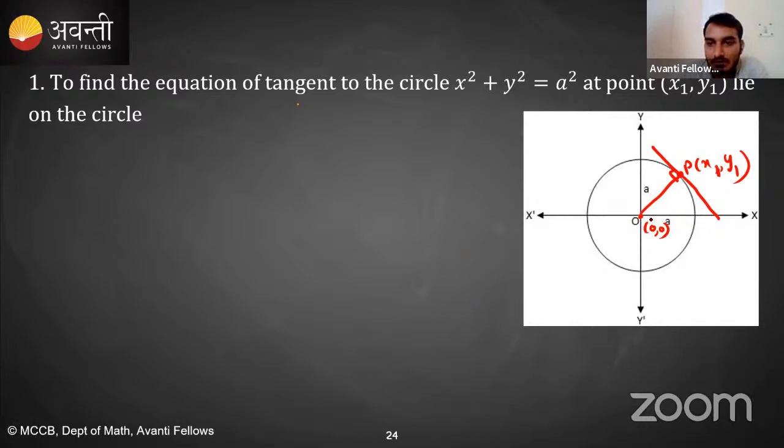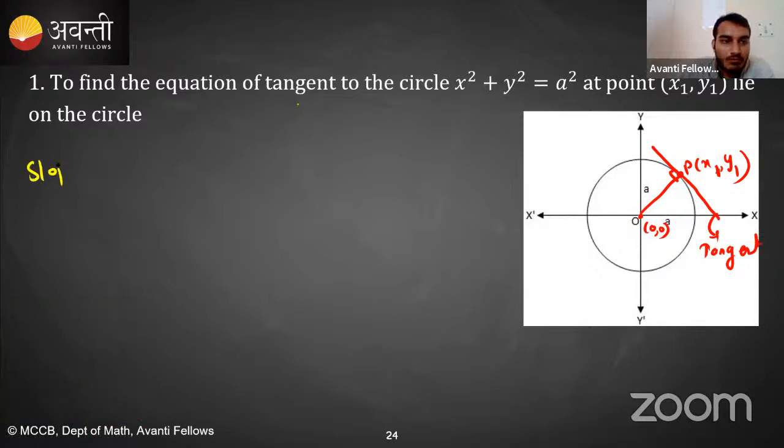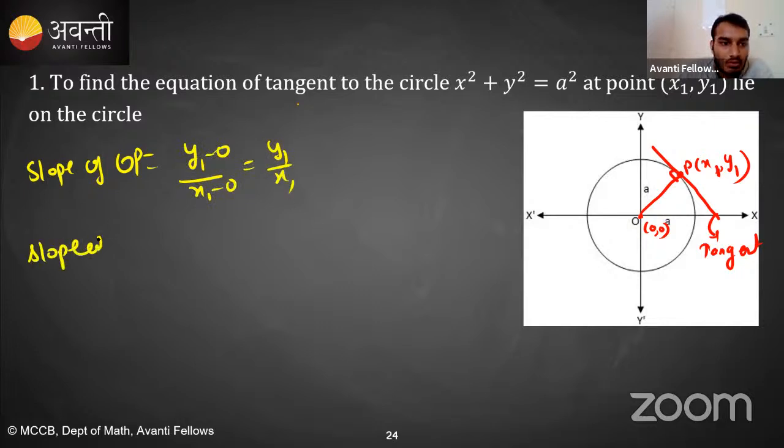So now let's say this is point O, and this is nothing but the tangent. If I ask you what is the slope of OP, two points are given. So (y1 − 0) upon (x1 − 0), which is y1 upon x1. So what is the slope of the tangent, if the slope of OP is given?